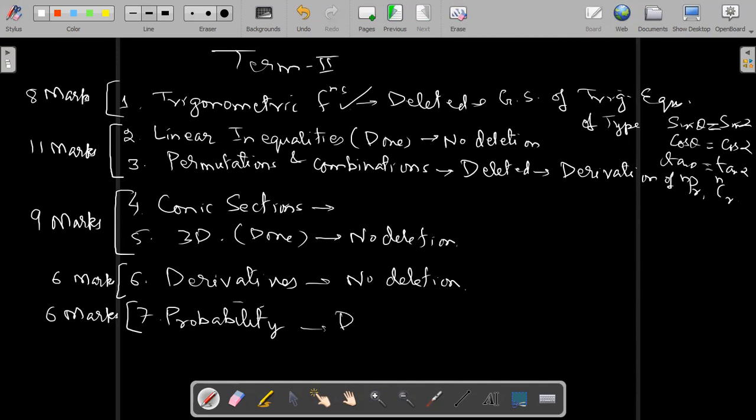Here the deleted portion is axiomatic probability, connections with other theories of earlier classes. This is the deleted portion. This is all about term 2. After term 2, you will have the final annual exam.